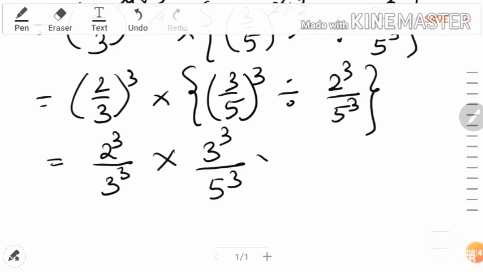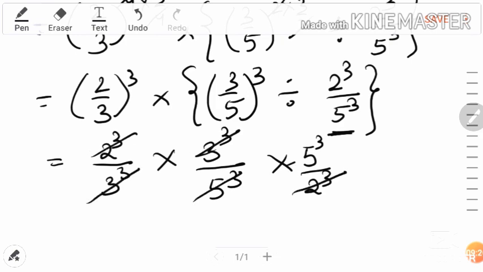Now division will become multiplication, and we take the reciprocal of the second term of the curly bracket. So writing 5 cube upon 2 cube. Now we can see that there are same numbers in the numerator and denominator which cancel with each other, and the answer is 1.